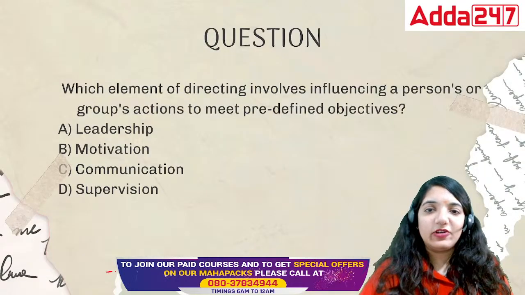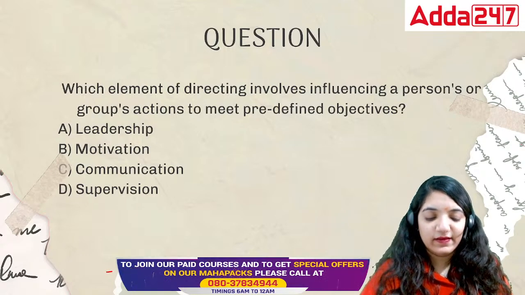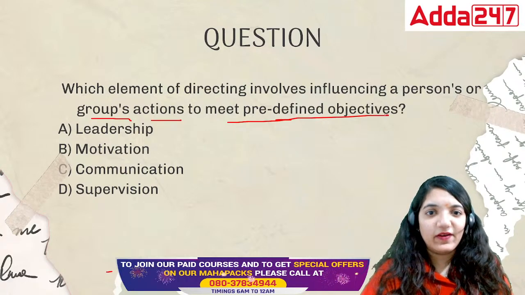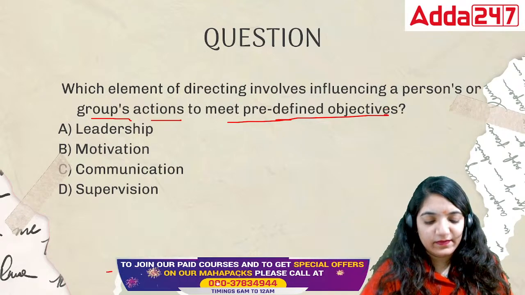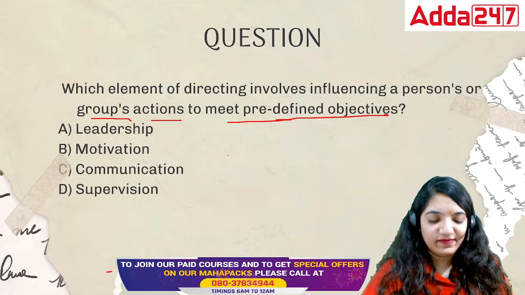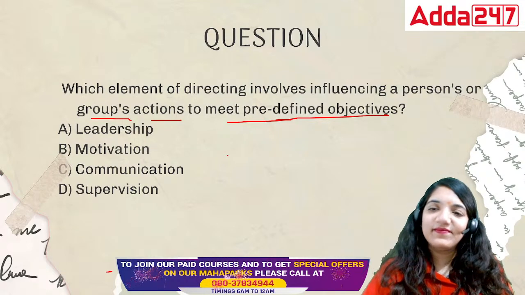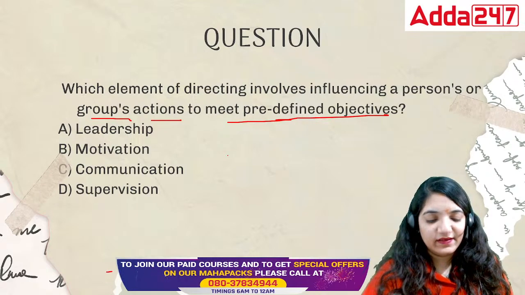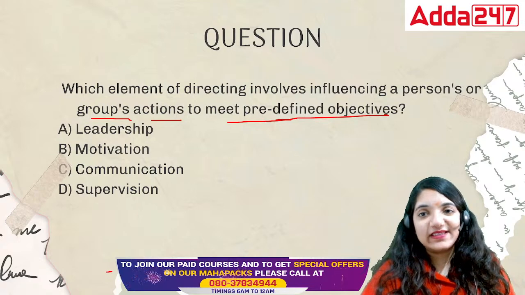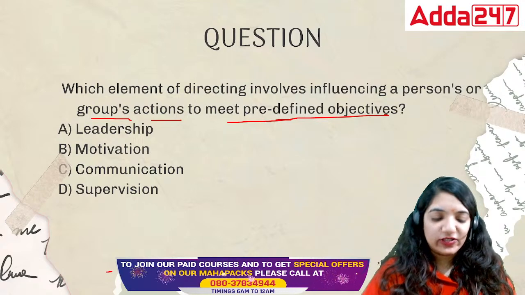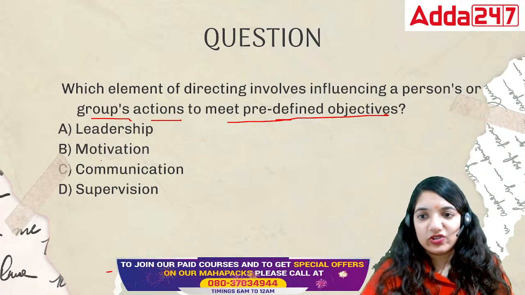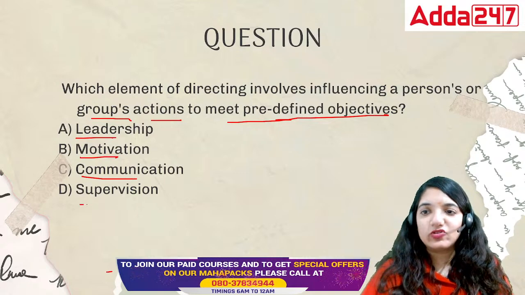The next question says, which element of directing involves influencing persons or groups' actions to meet predefined objectives? Leadership, motivation, communication, or supervision? What would be the answer? Which element of directing involves the influencing of a person or a group's action to meet predefined objectives? Everybody wants to achieve their predefined objectives. Now, how do they reach those predefined objectives? That is through leadership, through motivation, through communication or supervision.